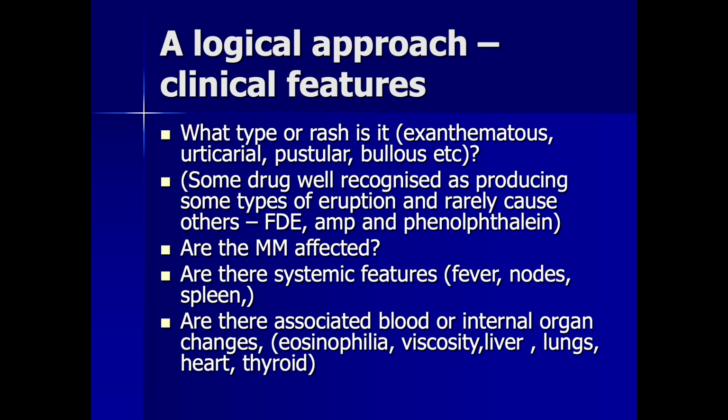We want to know if the mucous membranes are affected. Are there any systemic features? Is there a fever? Is there lymphadenopathy? Is there splenomegaly? And also, are there any associated blood or internal organ changes which may be manifest as an eosinophilia, a high blood viscosity, C-reactive protein, abnormal liver transaminases? Are the lungs affected? Is the heart affected? Is the thyroid affected?